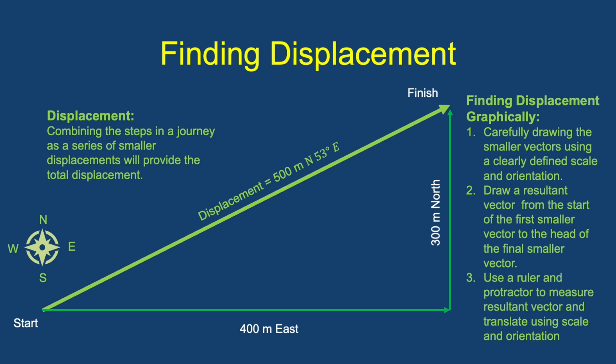Finding displacement graphically. You're going to do this for me in a little bit. When we go to find displacement graphically, we draw out our vectors, add them together, tail to head, tail to head, tail to head, and then we draw what we call the resultant vector. In this diagram, the displacement vector is the resultant vector. We draw the resultant vector from the tail of the first vector to the head of the last vector. Then we get out our ruler, we measure it, and if we've scaled it correctly, we will have the answer.